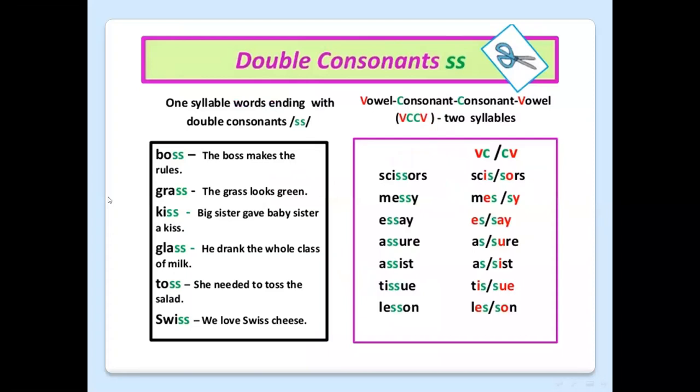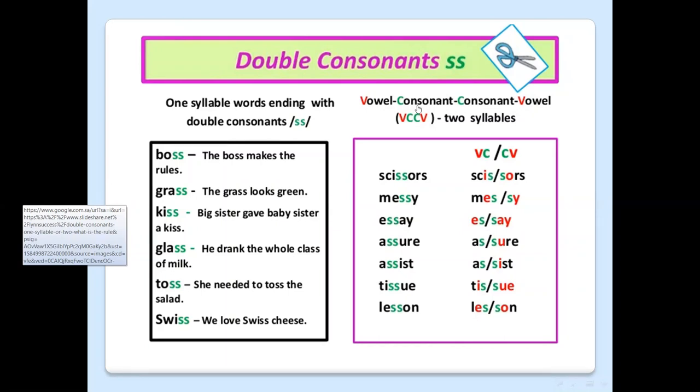Now let's move to double S, double consonant S. When do we double the consonant S? When we have one syllable words ending with a double consonant, same as the F and the D. One syllable words ending with S, we will double the S, like boss, grass, kiss, glass.